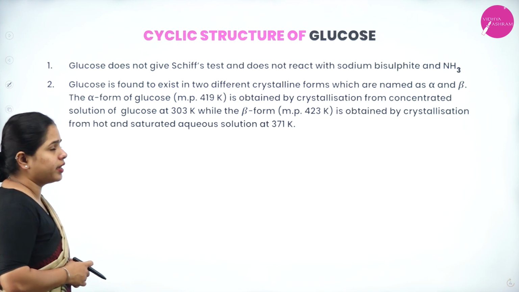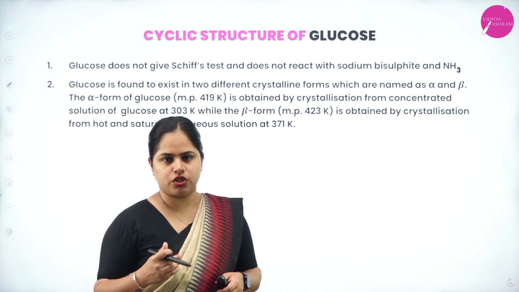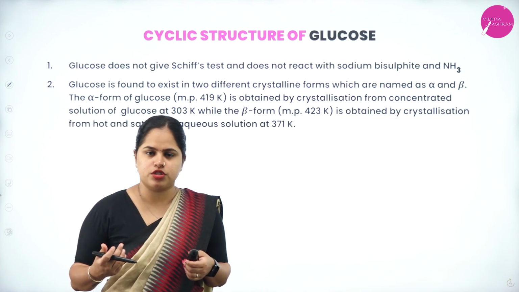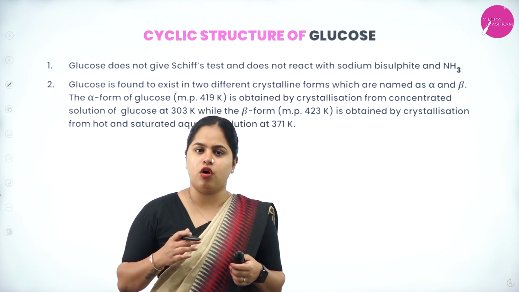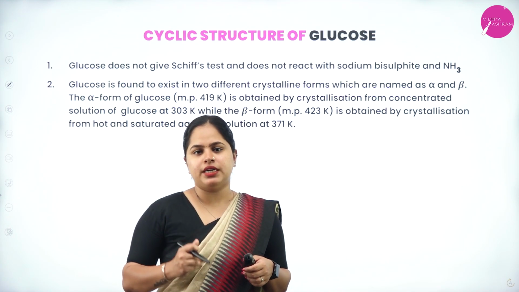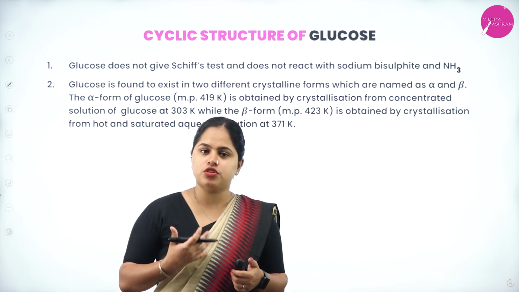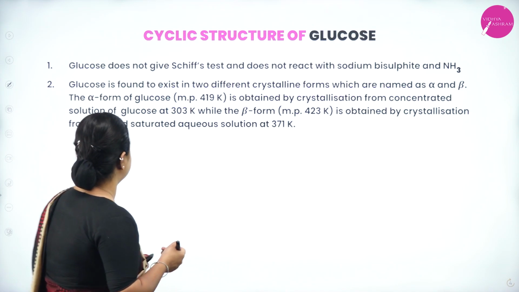So let's begin with the cyclic structure of glucose. Already we have studied the open chain structure of glucose. There are 6 carbon atoms, 5 hydroxyl groups, an aldehyde group, and a primary alcohol. All of this we have already discussed. But there were a few limitations of the open structure, because of which the cyclic structure of glucose came into existence.